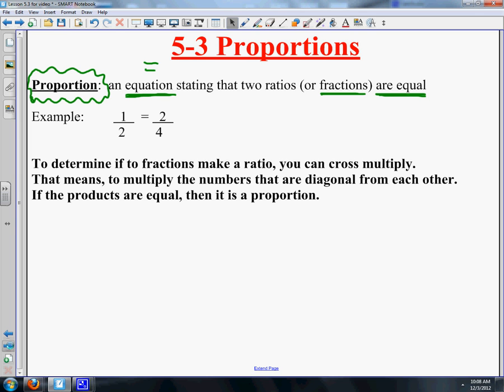To determine if two fractions make a proportion, you can cross multiply. That means to multiply the numbers that are diagonal from each other. If the products are equal, or the answers are equal, then it is a proportion. So I would do this. 1 times 4 equals 4, and 2 times 2 is 4. If these two numbers are equal, then yes, it is a proportion.